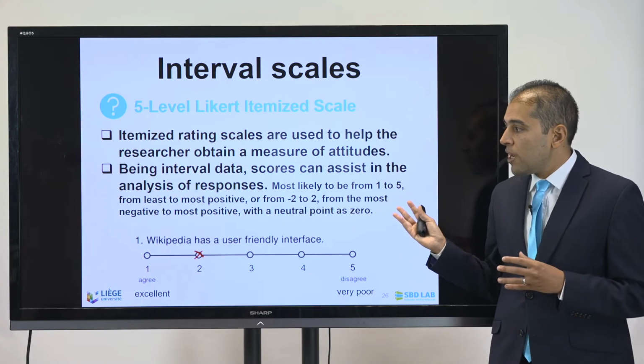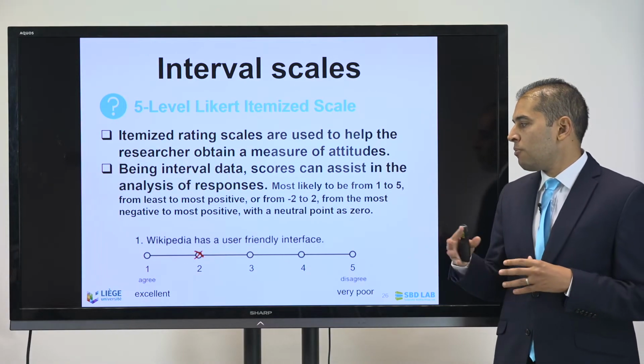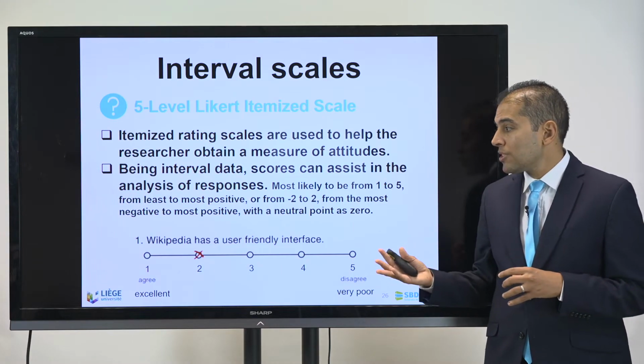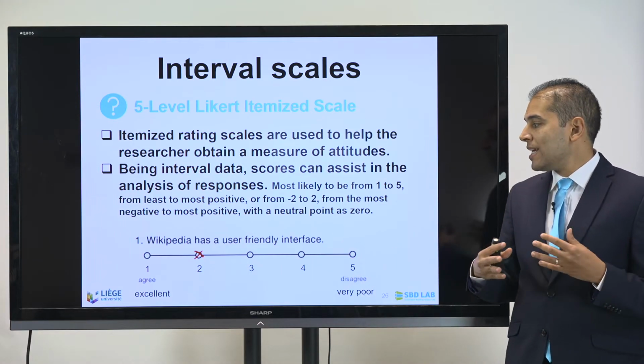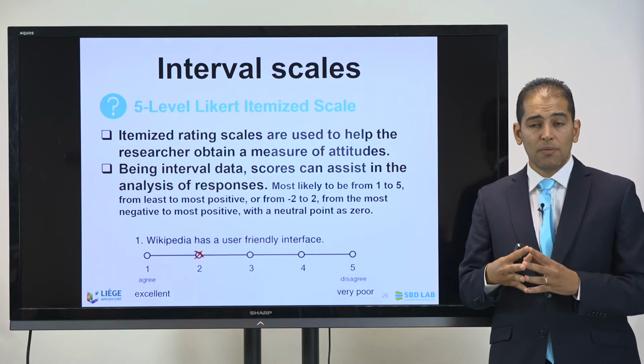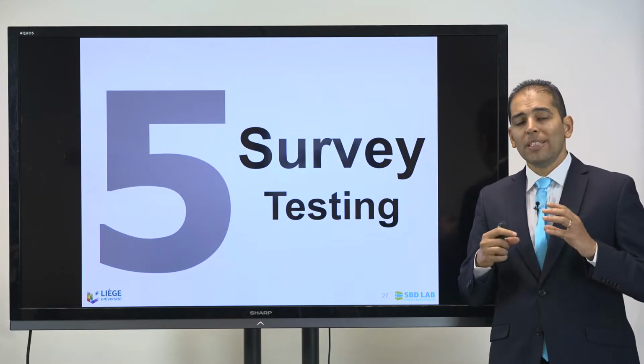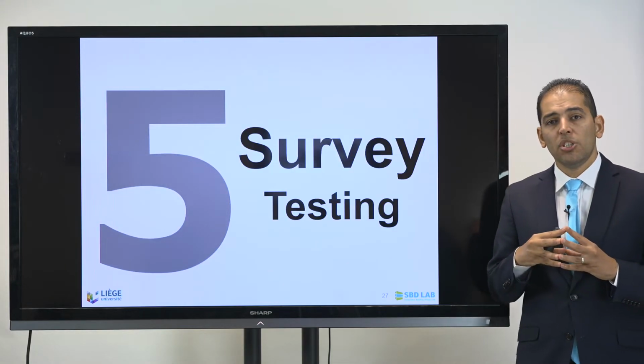So most likely to be from 1 to 5 or 1 to 7, from least to most positive, or from -2 to 2, from the most negative to the most positive, with a neutral point as 0. So therefore, I advise to use the 5 or the 7, because then you have this neutrality in the middle. Now let's move to the second step of your questionnaire development.